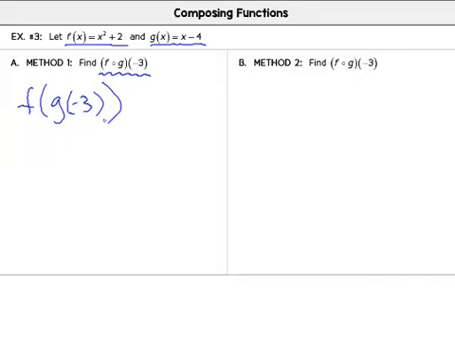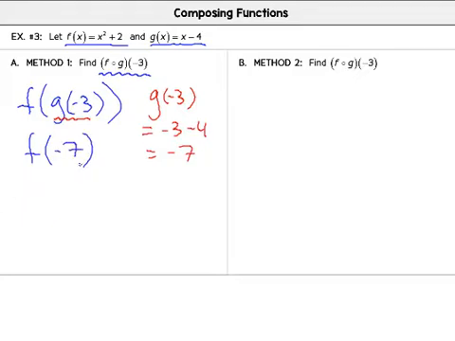And in this first method, we're going to start with this piece. We're just going to figure out g of negative 3. And so I'm going to go over here on the side, and I'm going to figure out g of negative 3. Well, g of x is x minus 4, so g of negative 3 would be negative 3 minus 4, which is negative 7. Coming back over here to our original problem, I just figured out that g of negative 3 is negative 7. So now I'm going to replace g of negative 3 with just a negative 7.